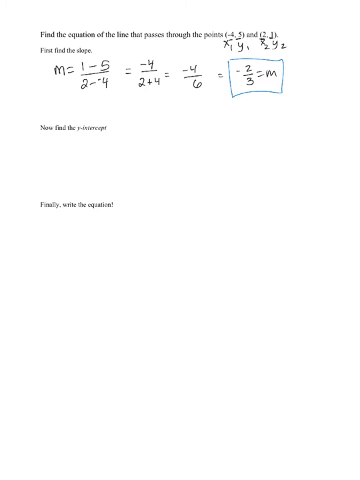Next step, find the y-intercept. We're going to use y equals mx plus b. We just found m, so we're going to plug -2/3 into m. Then we're going to use one of the points. I'm just going to choose this one, which is a little bit easier. So I'm plugging -2/3 in for m. For x, I'm going to use the value of 2, and for y, I'm going to use the value of 1. We're going to plug each of those values in.